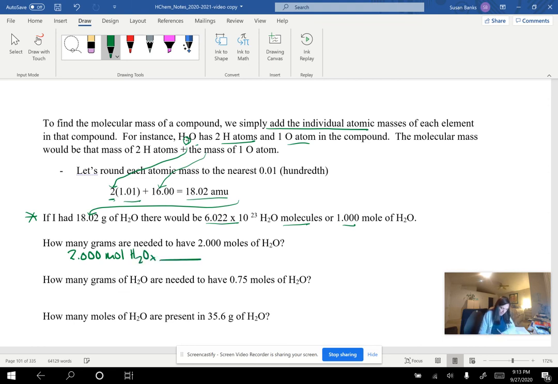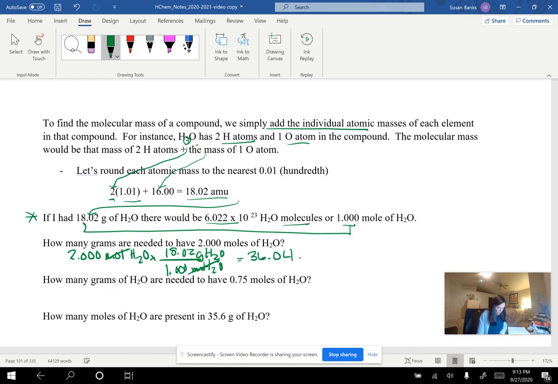I don't want moles, do I? So if I put moles, right? 1 mole of water gives me 18.02 grams of water. Okay, so my moles of water cancel. 2 times 18.02, notice I have 4 sig figs here, will give me 36.04 grams of water. So a little over an ounce. Okay, we're going to leave it at that.